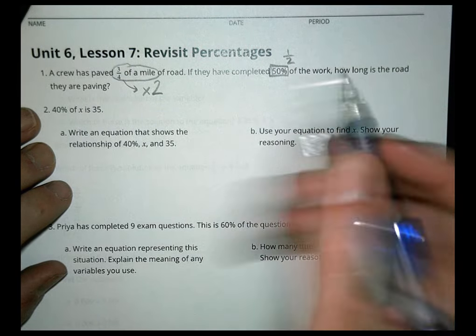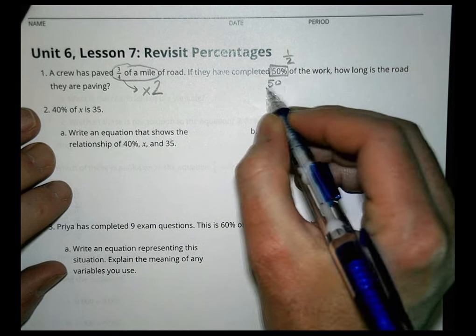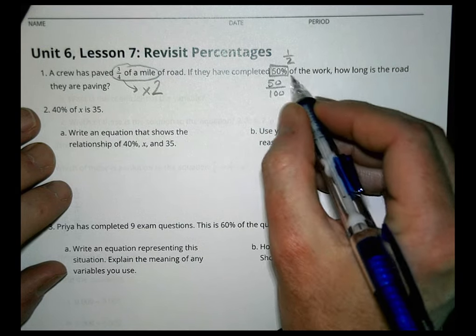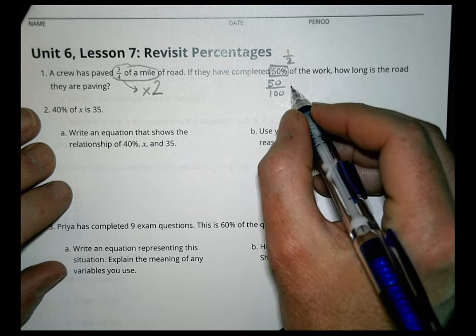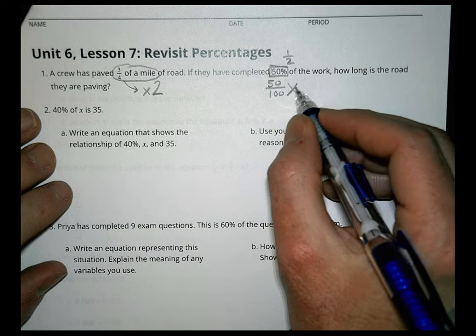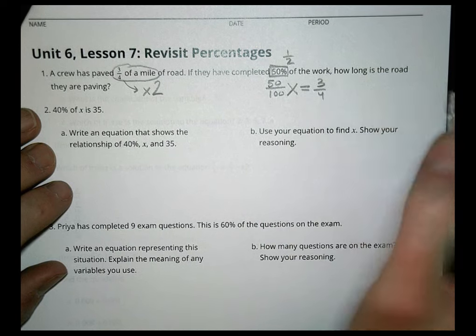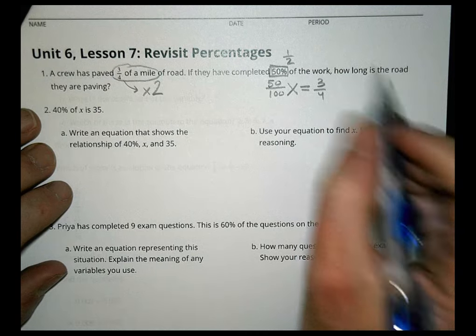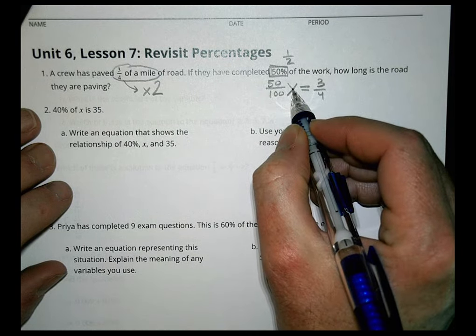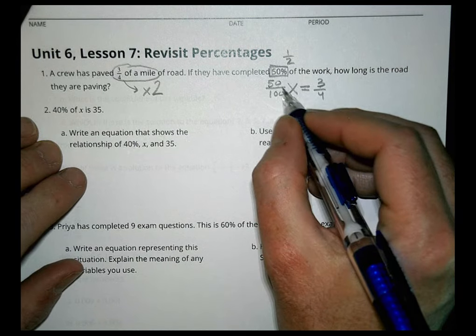The other way of thinking about it, because of the way we've been doing it in this lesson, is we're doing 50%, 50 out of 100, of the road. How long is the road? 50% of the road is done, and 50% of the road length is 3/4 of a mile. That's the equation they actually want you to set up. So 50% of the road length is 3/4 of a mile. So what does this work out to be?